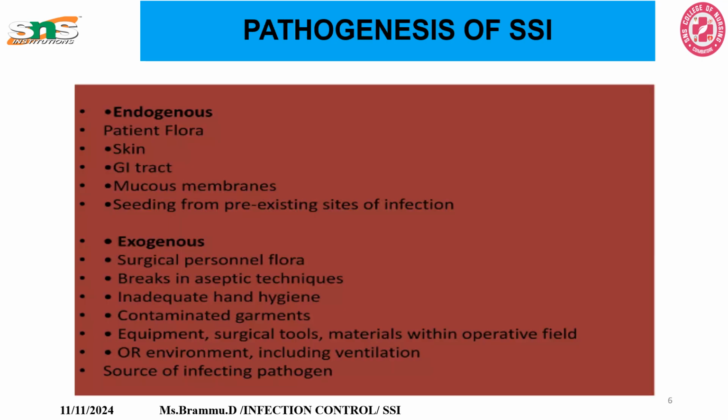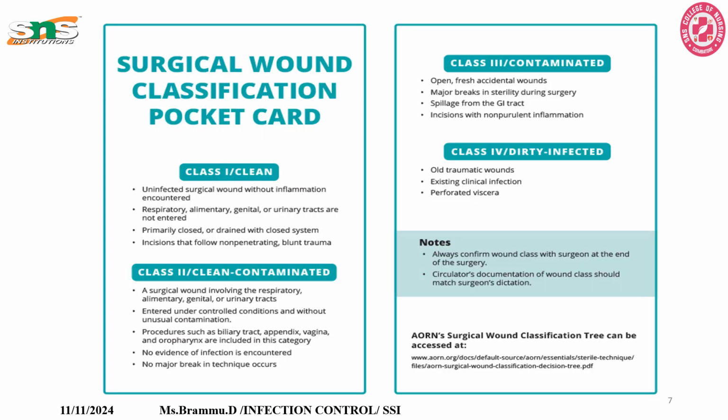So the pathogenesis of the causative organisms would be endogenous and exogenous. Endogenous is again what we told in the earlier cases, such as the patient's flora, such as skin, GI, and mucous membrane, and other areas which are highly prone to develop infection. And exogenous is from the healthcare worker or any improper aseptic technique, inadequate hand hygiene, contaminated garments, equipment, surgical tools, or the environment, which can be possible causes of exogenous infection.